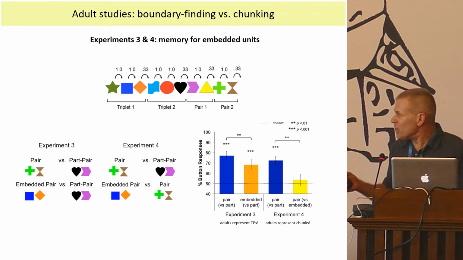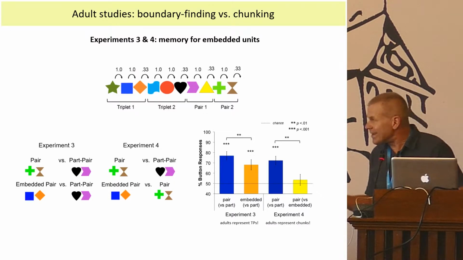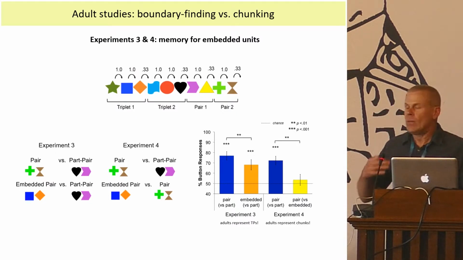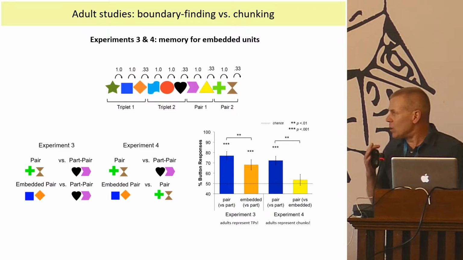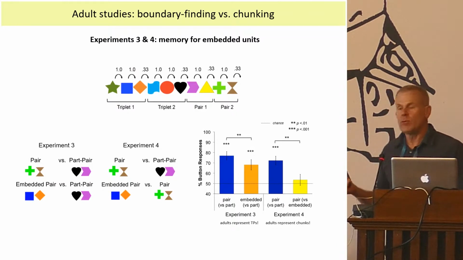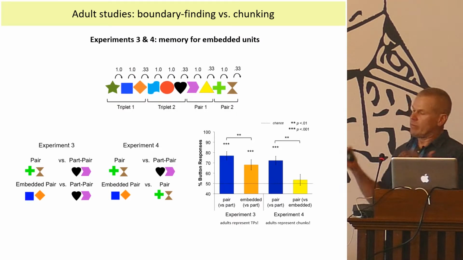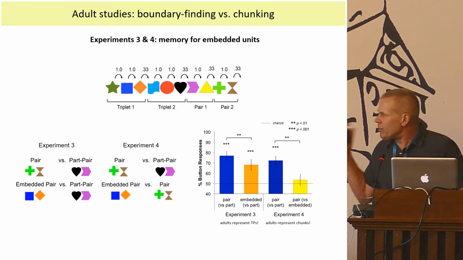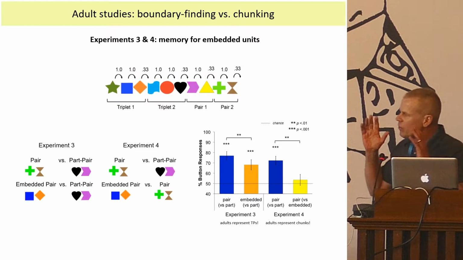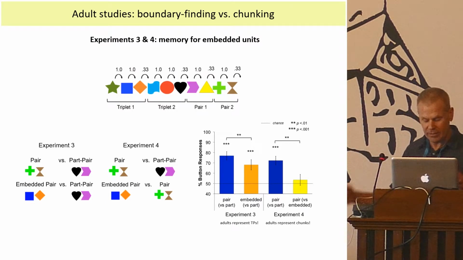However, in experiment 4, adults endorsed pairs over part pairs, of course, but they didn't discriminate between real pairs and embedded pairs. So the real pairs and the embedded pairs have identical transitional probabilities. So what this might indicate, because the adults couldn't discriminate them, is the TPs are the same, so they couldn't discriminate. So we think in both of these cases, adults are representing transitional probabilities. Okay, so adults represent both chunks and TPs depending on context.